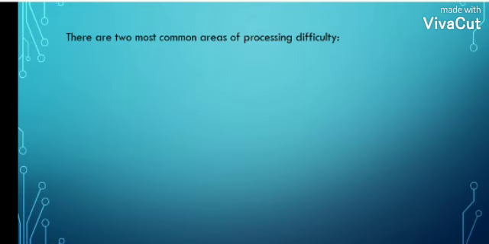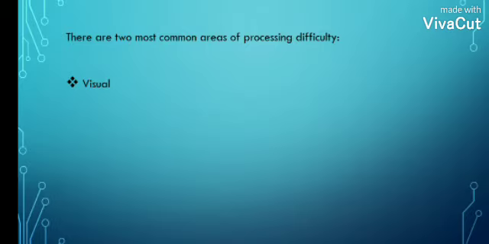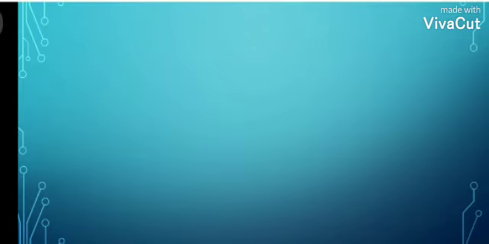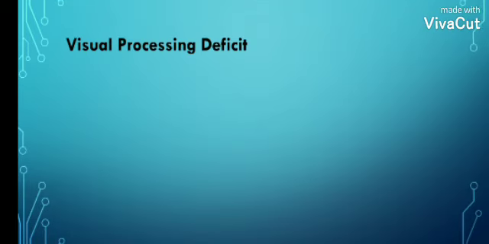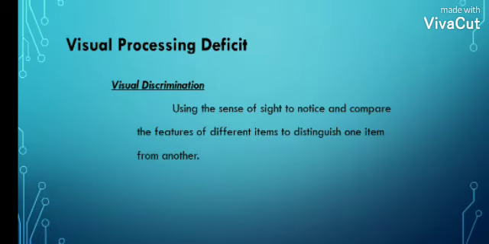Next is that there are two most common areas of processing difficulty. First is the visual and the auditory perception. So, visual processing deficit. Visual discrimination is the common factor under the visual processing deficit. It refers to the usage of the sense of sight to notice and compare the features of different items to distinguish one item from another.